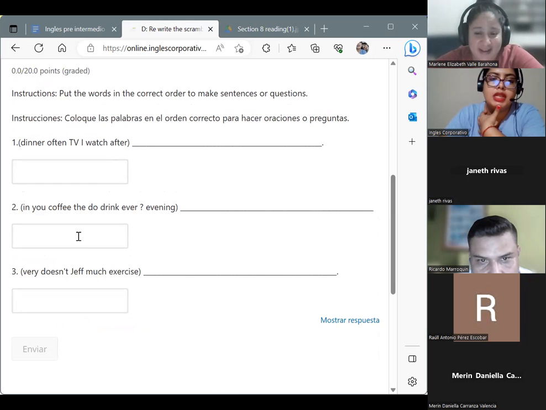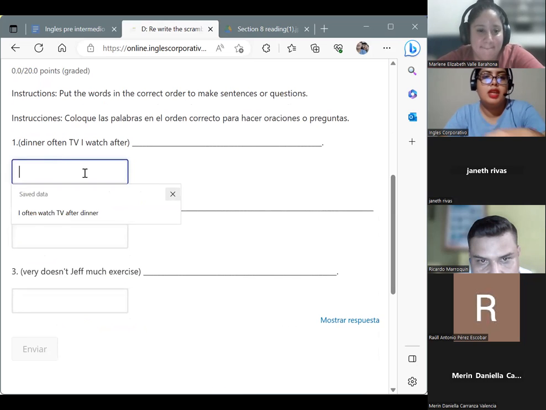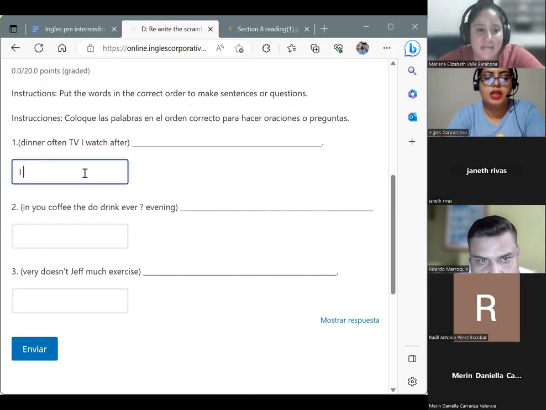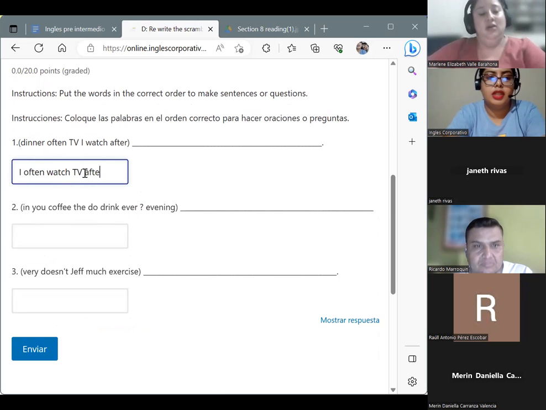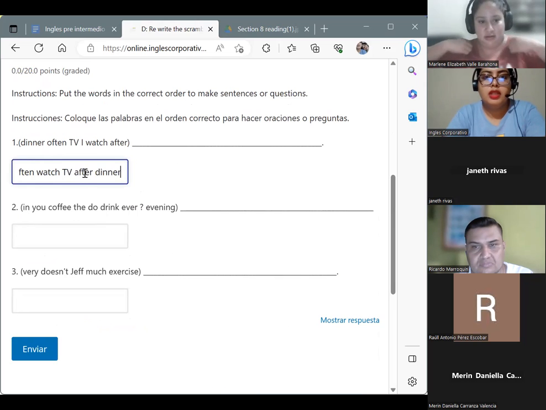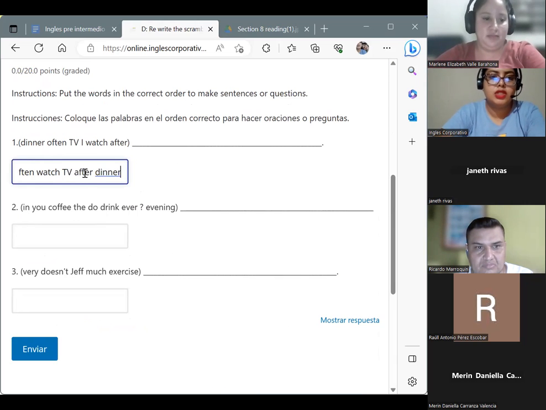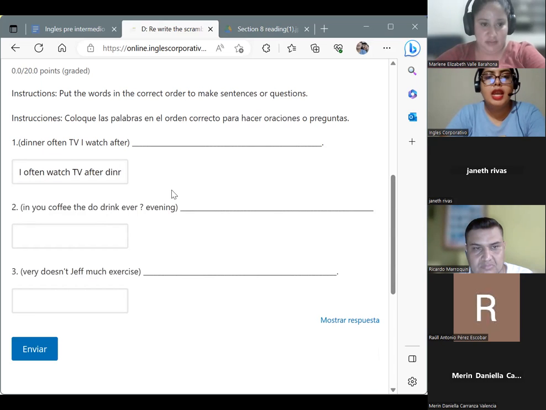Ok. En este caso, vamos a escribirlas todas. En esta tenemos I often watch TV after dinner. In this case, we don't need to write the period. Okay, en este no vamos a escribir el punto.